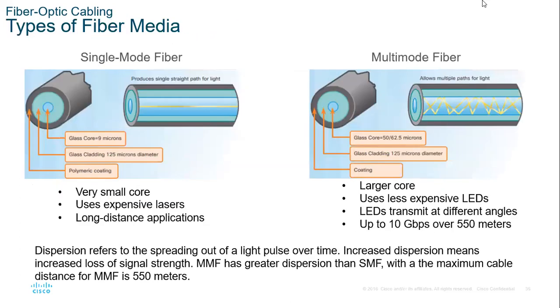So, types of fiber media: single-mode fiber and multi-mode fiber. These are the two types of fiber media. Single-mode fiber has a very small core, uses very expensive lasers, and is for long-distance applications, whereas multi-mode fiber has a larger core and uses less expensive LEDs. LEDs transmit at different angles, up to 10 Gbps over 550 meters.